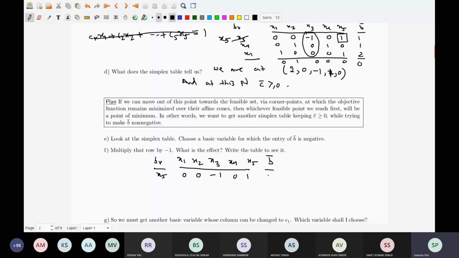The next one is already 0 in that pivotal column, so I don't change that. X4: 0, 1, 0, 1, 0, 1. I don't change that also. And what about the next one? The next one was x1, and that has 1 over here. So what I do, I subtract it. I have x1, but I subtract the first row from the third row. So that is 1, 0, 1, 0, 0, 1.